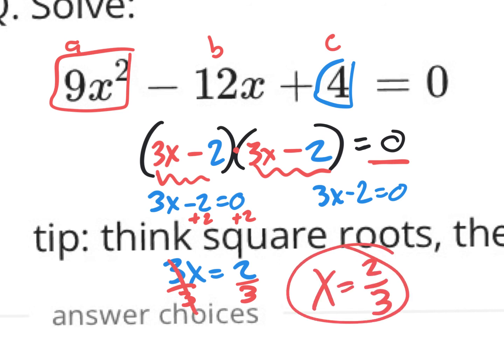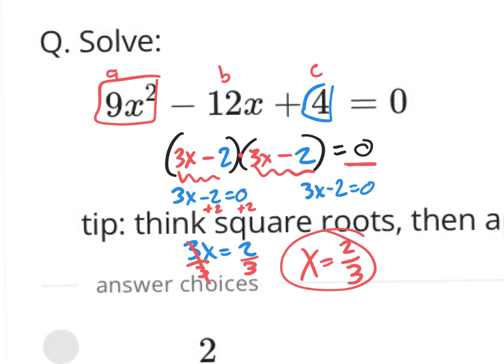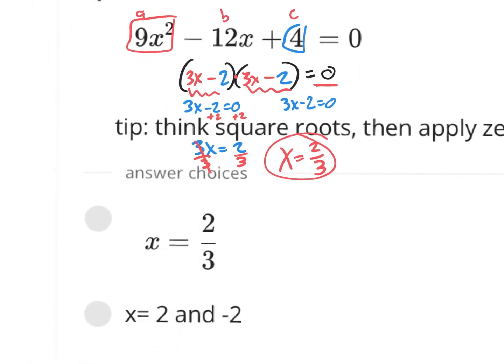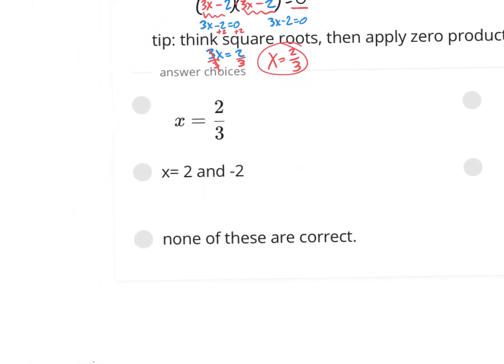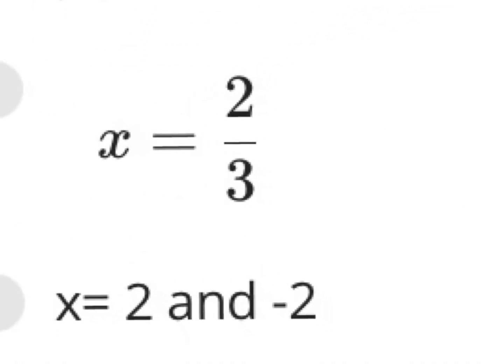Again, just one answer. If you were to think about this visually, your parabola would only touch the x-axis at one point, not at 2. And what's your answer choice? It's that first one right there, x equals 2/3.